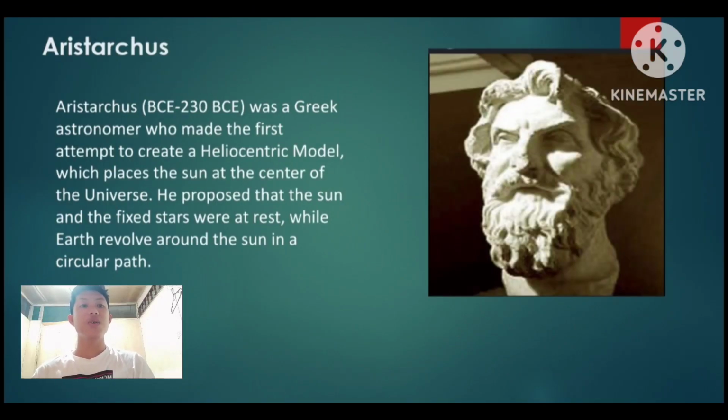Aristarchus. Aristarchus, 230 BCE, was a Greek astronomer who made the first attempt to create a heliocentric model, which places the Sun at the center of the universe. He proposed that the Sun and the fixed stars were at rest, while the Earth revolved around the Sun in a circular path.